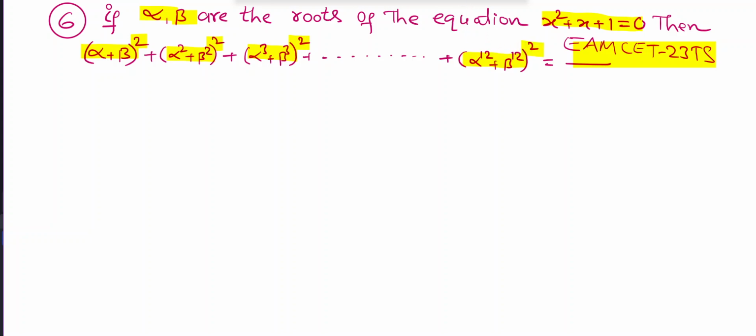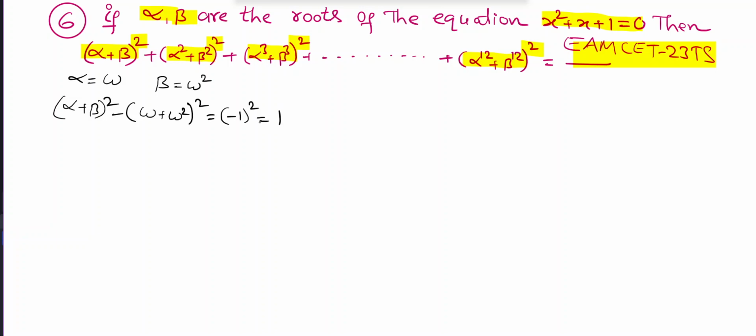Here alpha, beta are the roots of the equation x square plus x plus 1 equal to 0. That means I'll take alpha equal to omega and beta equal to omega square. First, to find (alpha plus beta) whole square, that means (omega plus omega square) whole square. Omega plus omega square is minus 1, whole square, that is equal to 1.